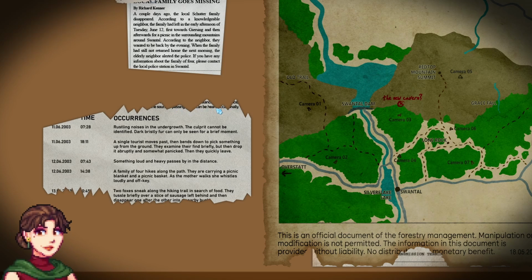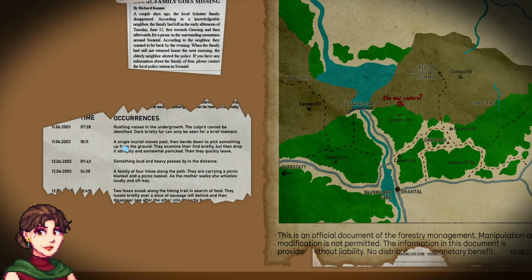Sound of something passing can be heard occasionally. Maybe water? Rustling noises in undergrowth. Culprit cannot be identified. Undergrowth. Okay, so it's definitely grass. Oh, there's also grass there. Definitely grass.